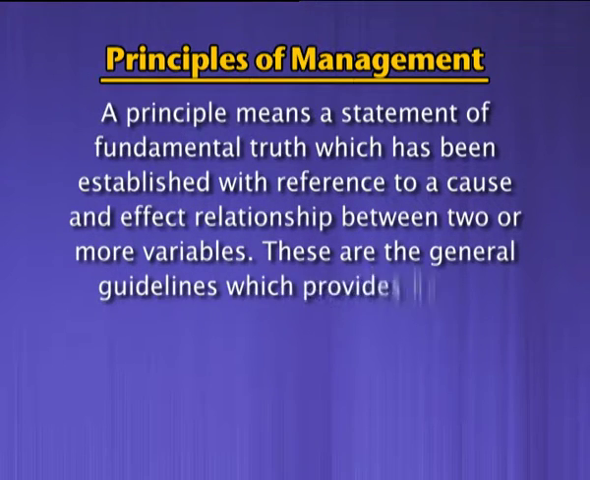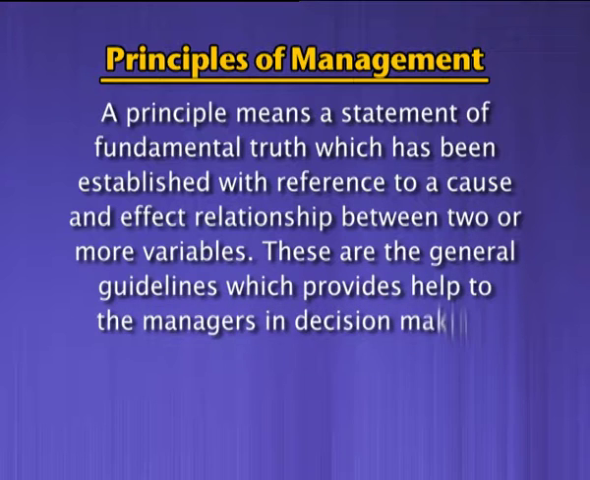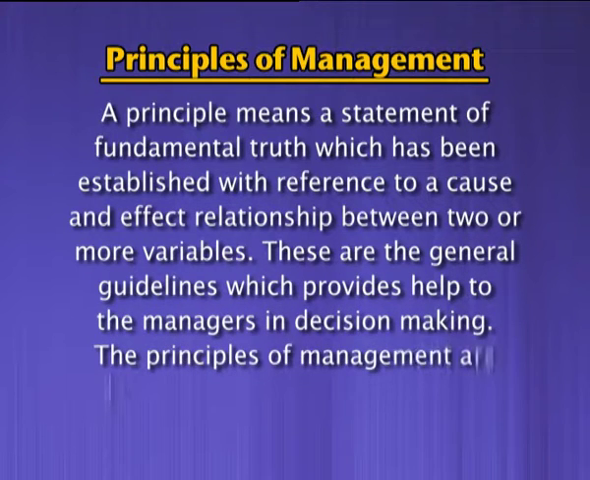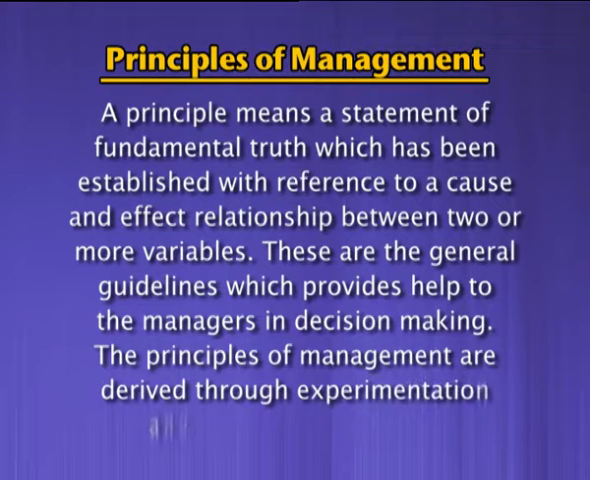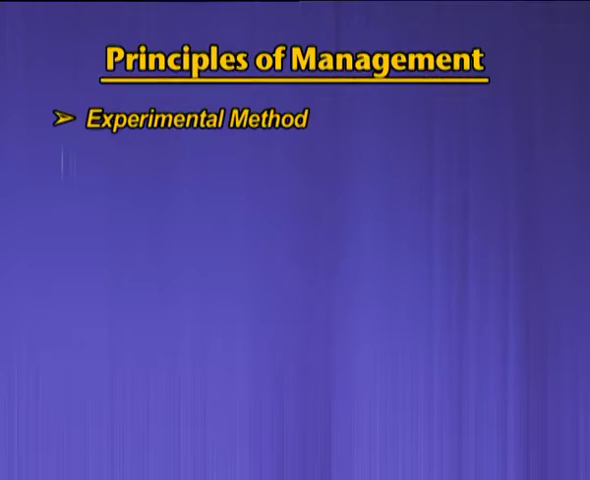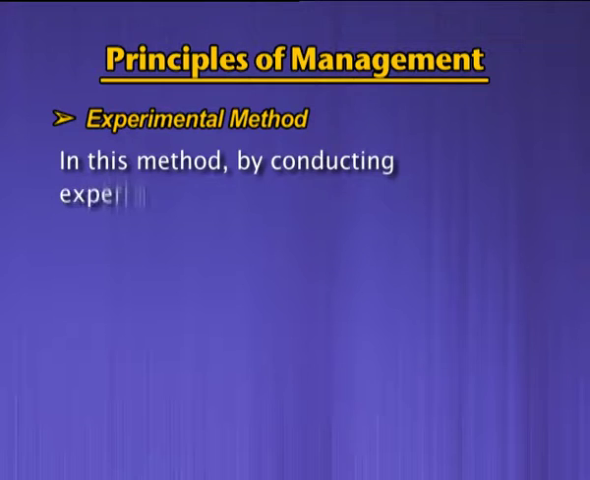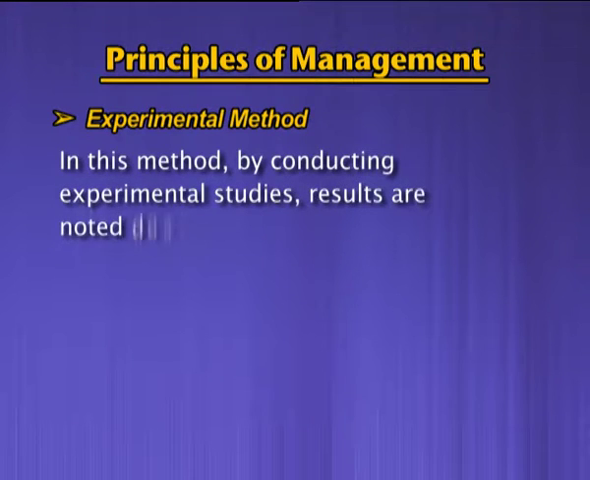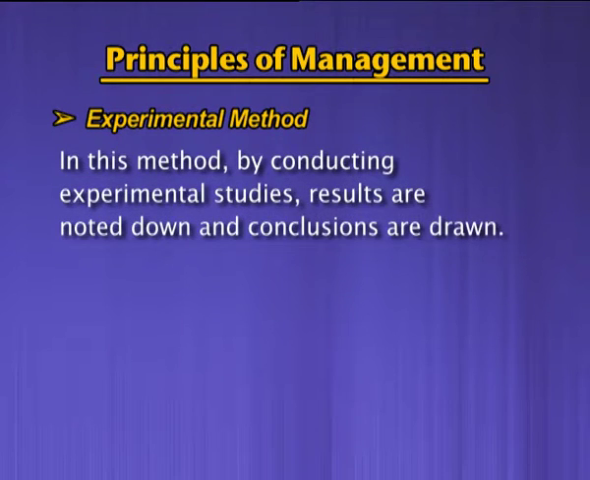These are the general guidelines which provide help to the managers in decision making. These principles enable the managers to manage the enterprise effectively and efficiently. The principles of management are derived through experimentation and observation method. The first method is experimentation method. In this method, by conducting experimental studies, results are noted down and conclusions are drawn.